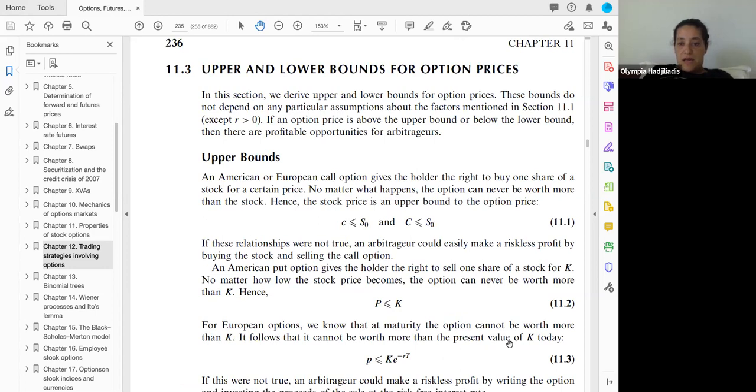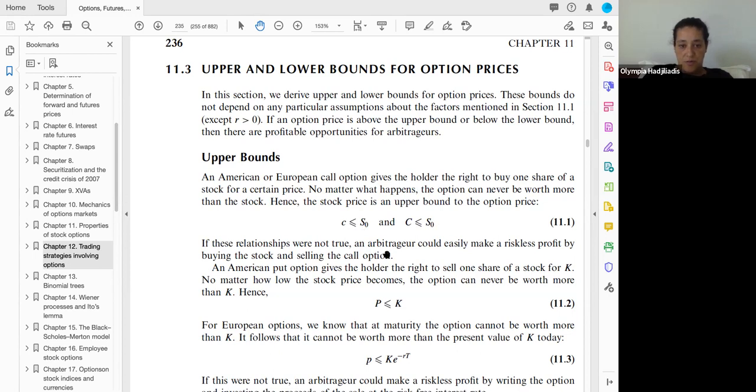So we derive upper and lower bounds for option prices. These bounds do not depend on any particular assumptions about the factors mentioned in section 11.1. If an option price is above the upper bound or below the lower bound, then there are profitable opportunities for arbitrageurs. An American or European call option gives the holder the right to buy one share of a stock for a certain price. No matter what happens, the option can never be worth more than the stock. Hence, the stock price is an upper bound to the option price, and this is true for both American and European calls.